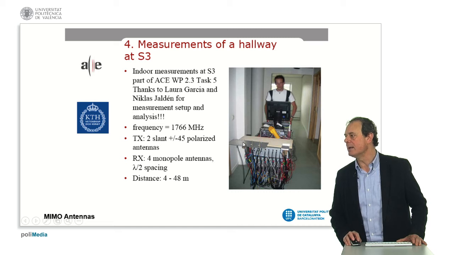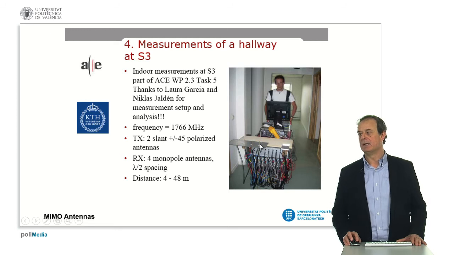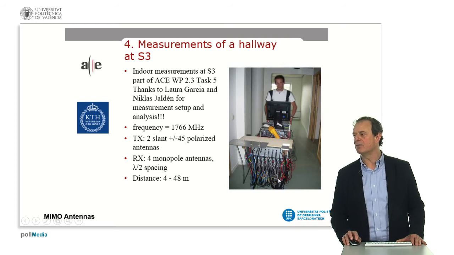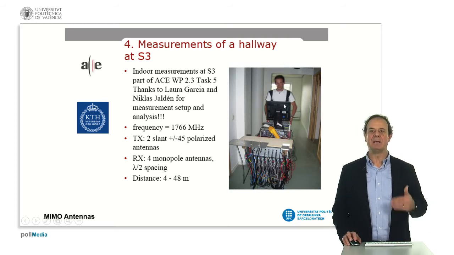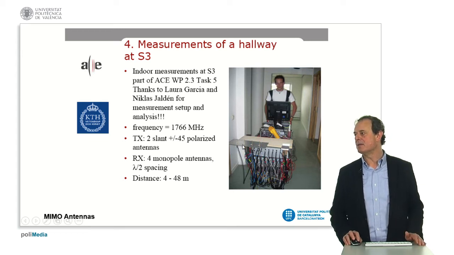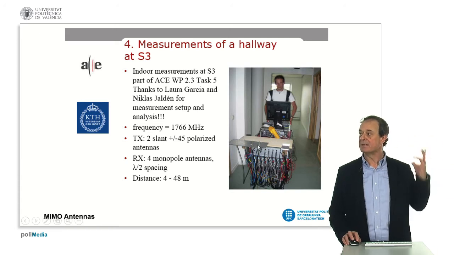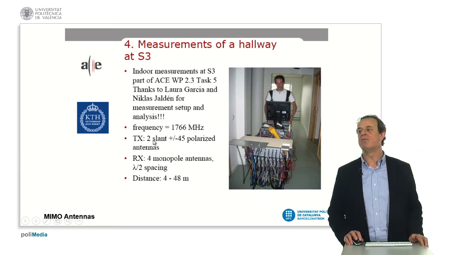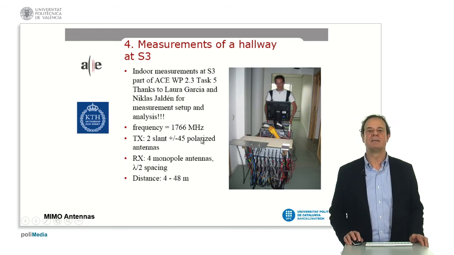You may see here 1, 2, 3, 4 receiving antennas. They are laid over a cart, and they kept walking through the corridor and measuring in a continuous way the received signals by the 4 receiving antennas that had been produced at a certain transmitting location by the two double polarized antennas.